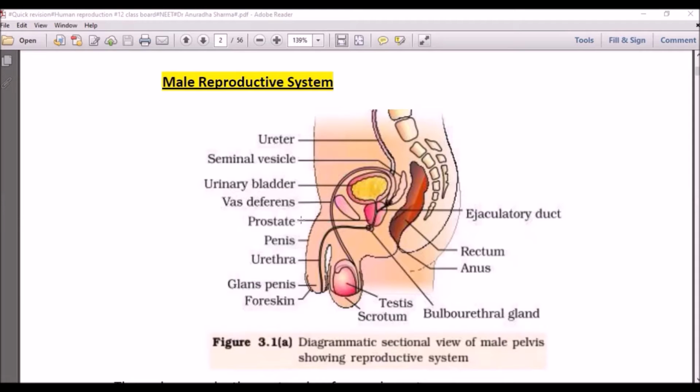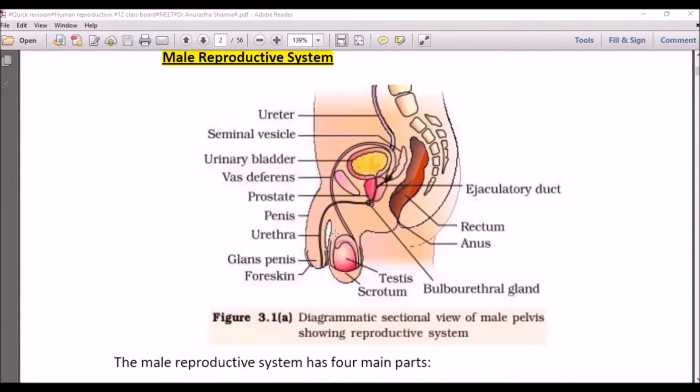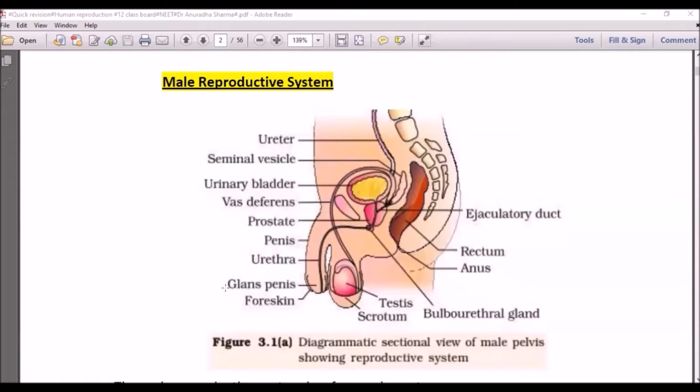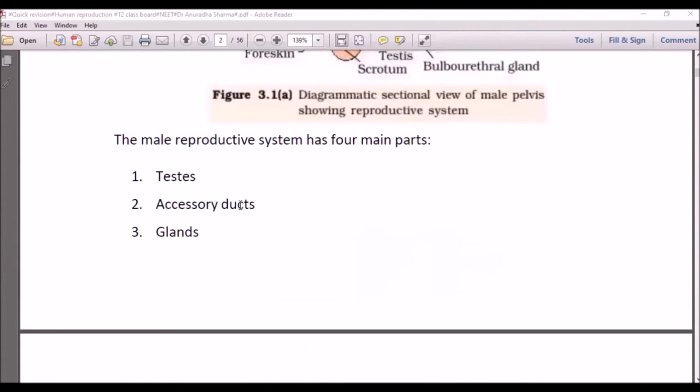There are various glands like prostate gland is there. This is penis, and testes is there, and testes is covered by a bag-like structure which is known as scrotum. This is bulbourethral gland, rectum, and ejaculatory duct. So this is the diagram which is showing different parts of male reproductive system. Now we should know the function of each and every part. So we will study this male reproductive system in detail first.